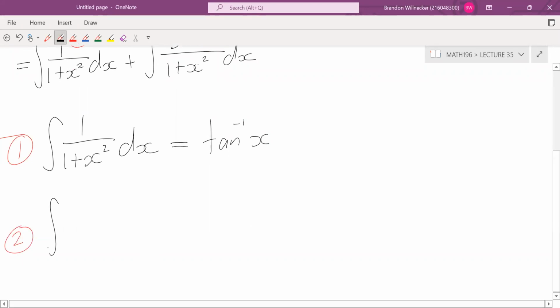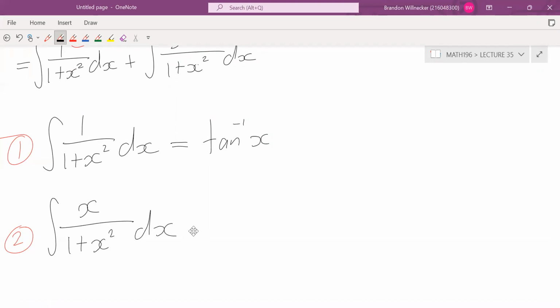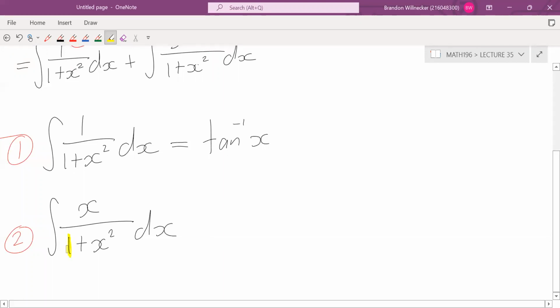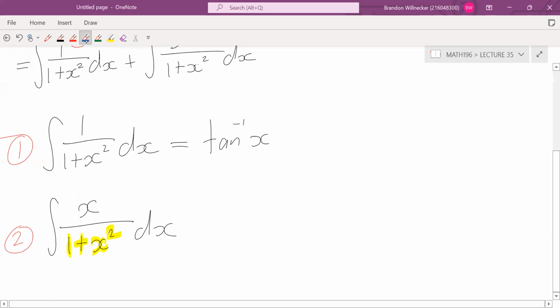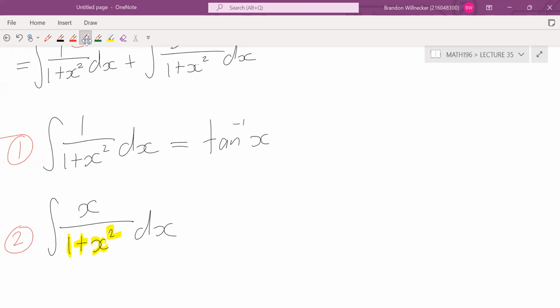We have the integral of x over 1 plus x squared dx. Okay, so now we can do a U-substitution because we see this bottom part is 1 plus x squared. The derivative of 1 plus x squared is going to be 2x. Now in the top, we have x, but with a little bit of manipulation, we can get from 2x to x. So that's not a problem. So let's see what I mean by that.